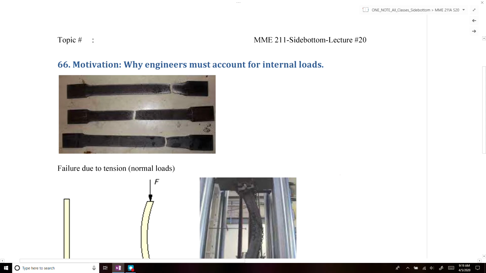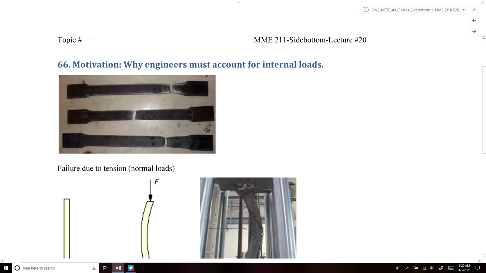because if you know what the internal load is within a structure, you can predict whether or not something will fail. In your MME 312 course, which is like strength of materials and mechanics of materials, you're going to use statics to determine what the internal forces are within a member. And then you're going to use material properties to determine whether or not a specimen with a specific geometry would fail or would be able to withstand a given applied load.